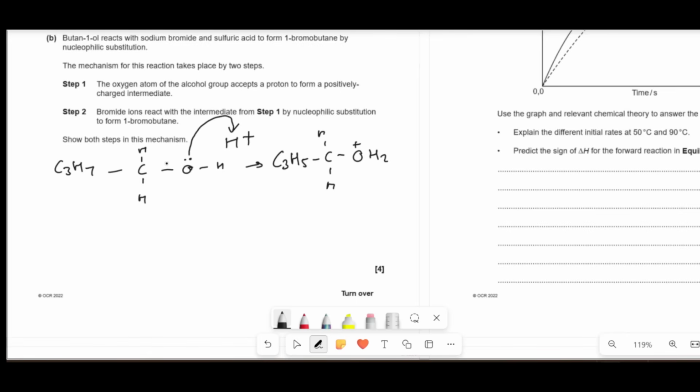The reason is because every covalent bond is one pair of electrons, one from each thing. This one hasn't had an electron from the H+. It's actually given both of them away, so that plus has now been attached onto here as well, and that's why we get that. So that's your intermediate.